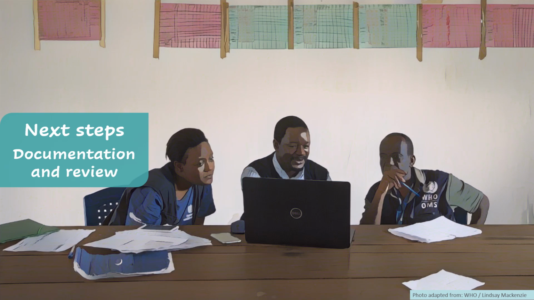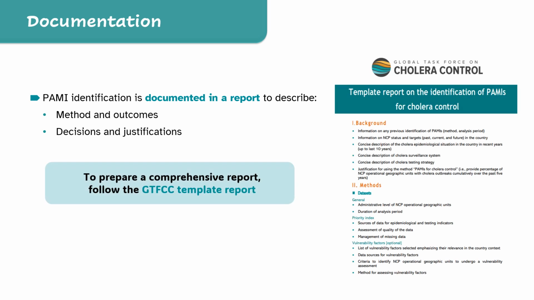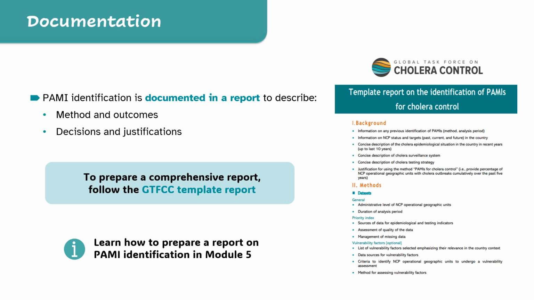Once country stakeholders have reached a consensus on the list of PAMI, the next steps are to document PAMI identification and to go through an external review. PAMI identification should be documented in a report to document the method used and the outcomes as well as the decisions made and their justification. This is essential to ensure the traceability of PAMI identification and for future reference. To prepare a comprehensive report on PAMI identification, we encourage you to follow the GTFCC template report. You will learn more about how to document PAMI identification in Module 5 of this course.